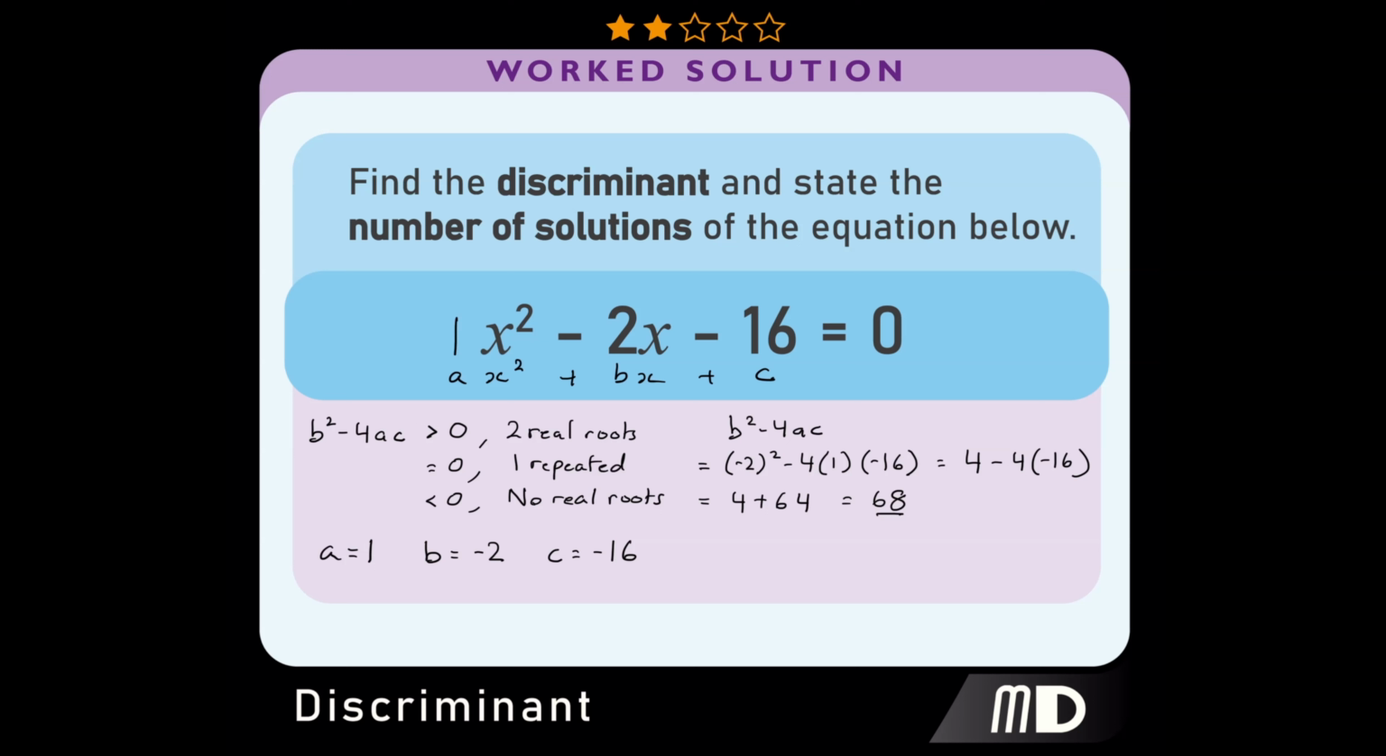We said earlier that if the discriminant is greater than 0, which ours is, it has two distinct real roots. So the answer to this question is 2 real solutions.